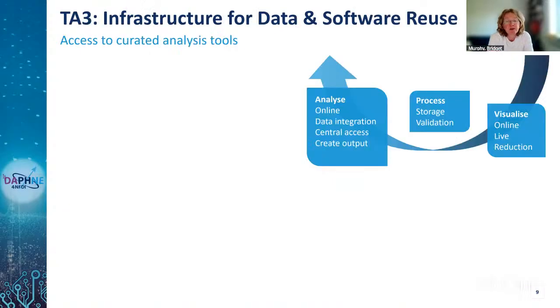In the third task area, we're looking to provide the infrastructure for data and software reuse. And what does this mean? This means that we want to provide access to curated analysis tools. So a lot of our experiments are carried out at the large-scale facilities, and this means that when we actually do the experiment, you want to be able to process the data immediately and then to store it and validate it. Before that, you even want to visualize it. So we look at it online, we do an online visualization and data reduction.